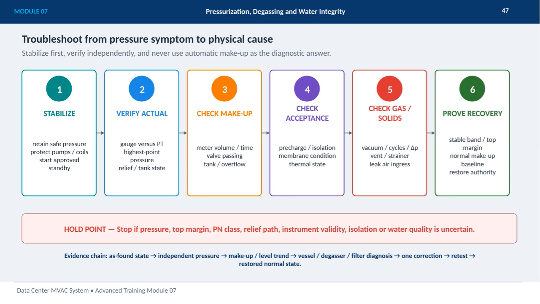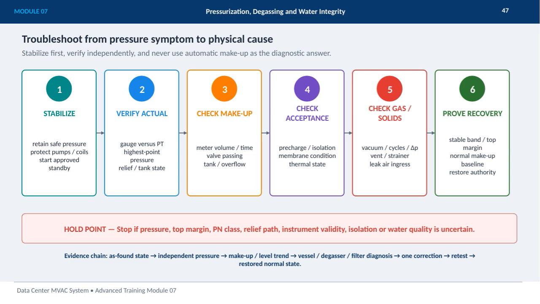After that, check acceptance factors like pre-charge, isolation integrity, membrane condition, and thermal state to identify any anomalies. Proceed to examine gas and solids by reviewing vacuum levels, cycles, differential pressure, vents, strainers, and potential air leaks. Finally, prove recovery by confirming a stable pressure band, maintaining the correct top margin, establishing a normal makeup baseline, and restoring full operational authority. And remember the critical hold point. Stop any troubleshooting if pressure, relief path, or water quality is uncertain.